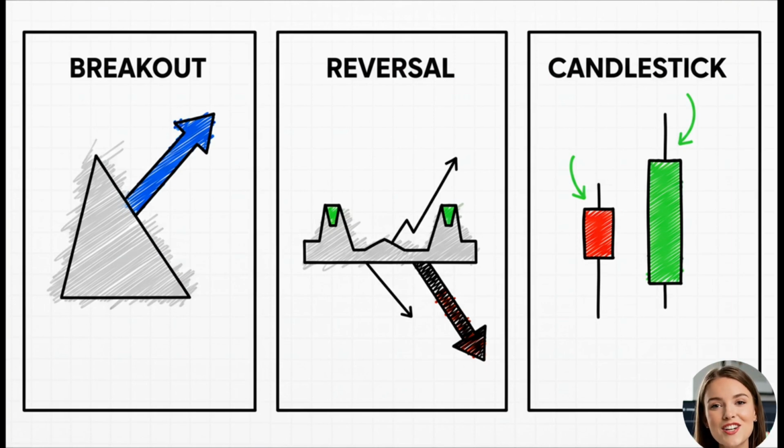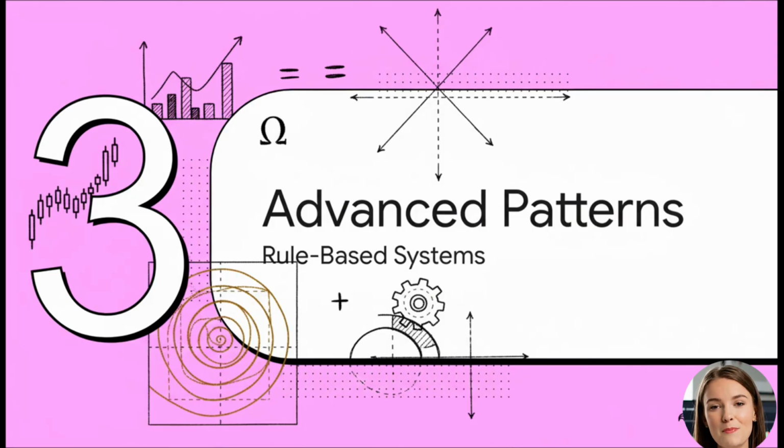You've got your breakout patterns, like triangles, which basically tell you a big explosive move is coiling up. Then there are reversal patterns, like the famous head and shoulders, which can signal a trend is about to die. And on a micro level, you have candlestick patterns, which give you tiny clues about the real-time fight between buyers and sellers.